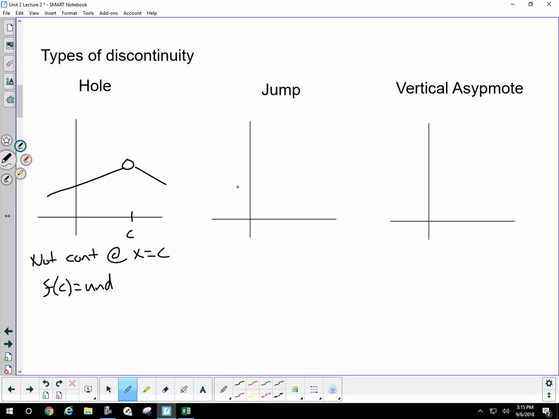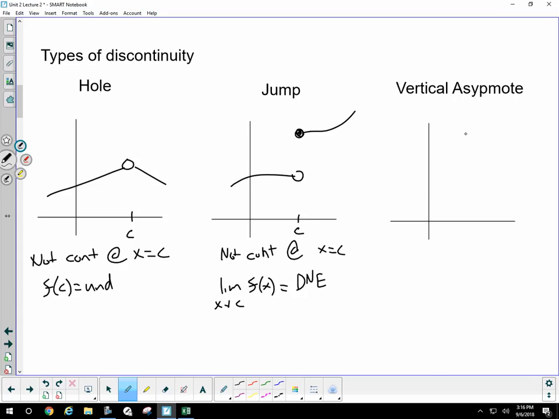You could have a jump, whether or not you have a closed circle or open circle. Continuous everywhere except at this location of the jump, at C. Again, it's not continuous at x equals C. Why is this? Well, in this situation, the limit as x approaches C doesn't exist. So the whole limit equaling function value is impossible.